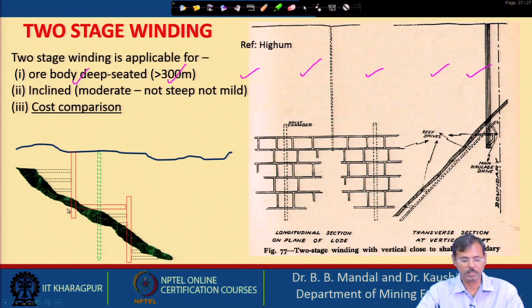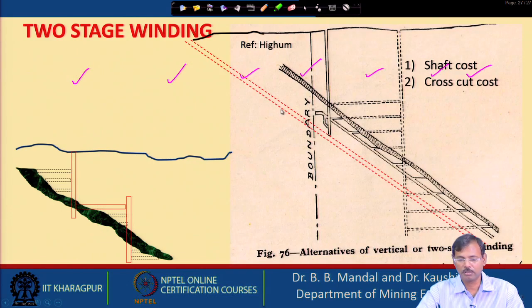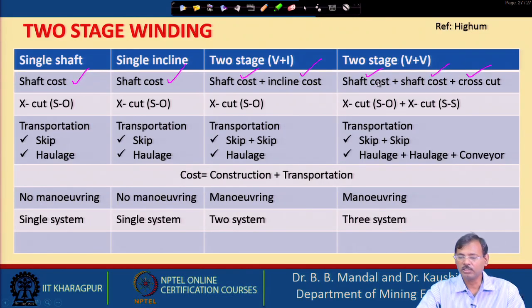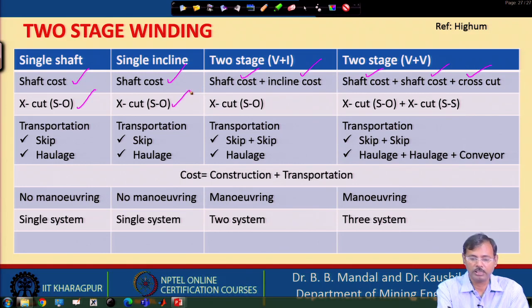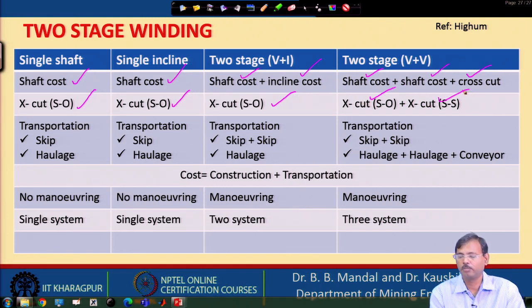You can see the cross cut is required here. So, that is why construction cost has to be considered here. Now, the cross cut required here is shaft to ore, here also shaft to ore, here also shaft to ore, but here cross cut shaft to ore plus cross cut shaft to shaft.